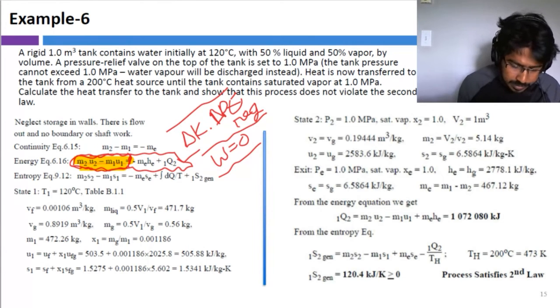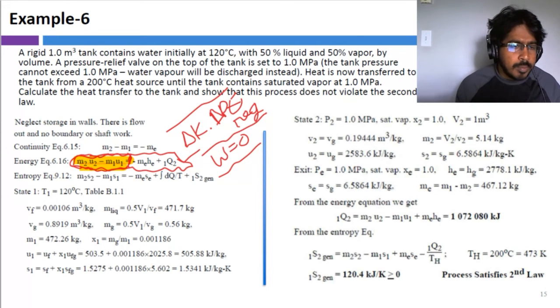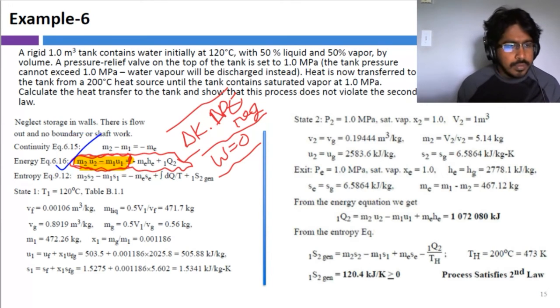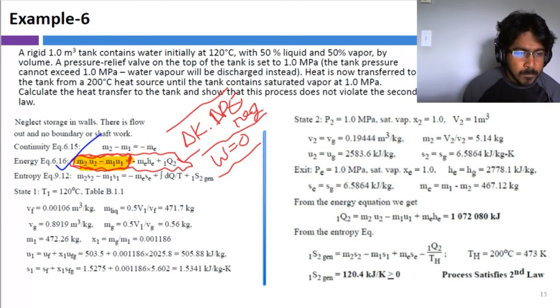So we know all state properties that we see here. U2, U1 we already know, right? We can find those from the property tables. And HE is also known because we agreed the mass leaving the system is going to be saturated vapor at 1 megapascal. So HE is known, and all the mass components we know how to calculate. Therefore, we can find the heat from this equation, right? And in order for us to find that, we'll go through the calculation procedure.